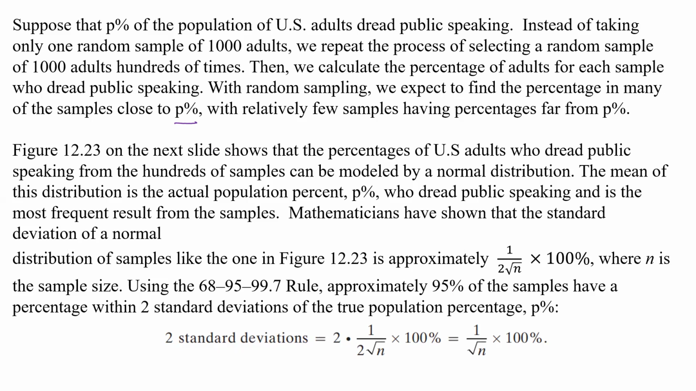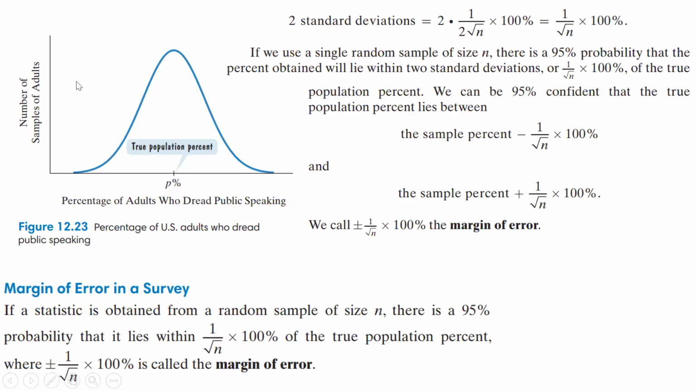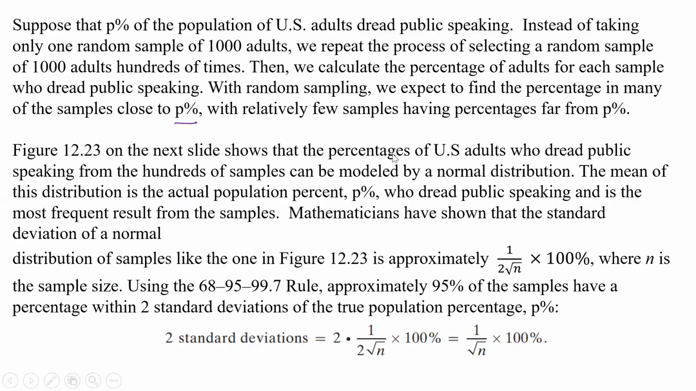Now, figure 12.23, which is over here, this slide here, shows that the percentage of U.S. adults who dread public speaking from hundreds of samples can be modeled by a normal distribution, which is what we've been working with, so that's good. The mean of this distribution is the actual population percent, P%, who dread public speaking and is the most frequent result of the samples. Mathematicians have shown that the standard deviation of a normal distribution of samples like the one found in figure 12.23 is approximately 1 over 2 times the square root of n times 100%, where n is the sample size.